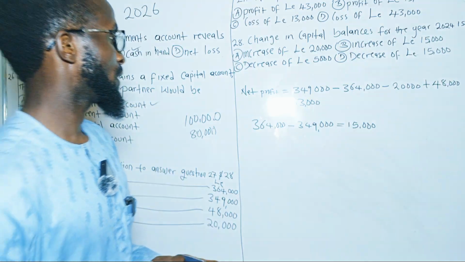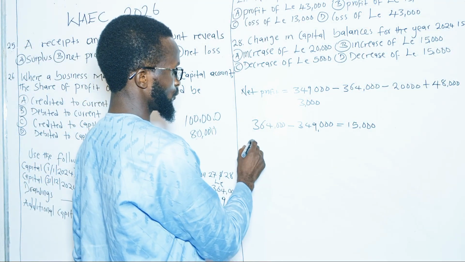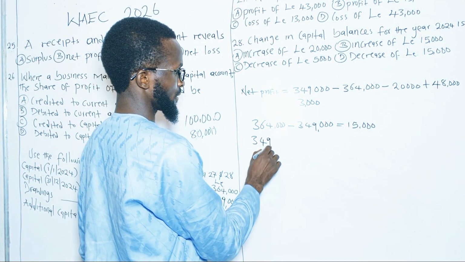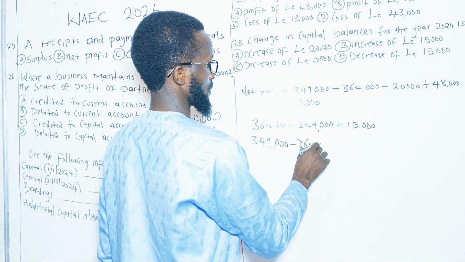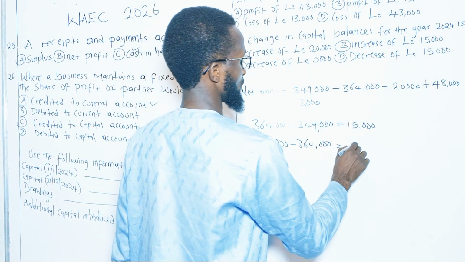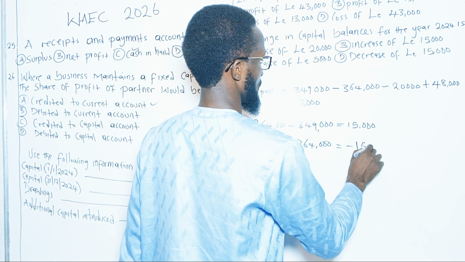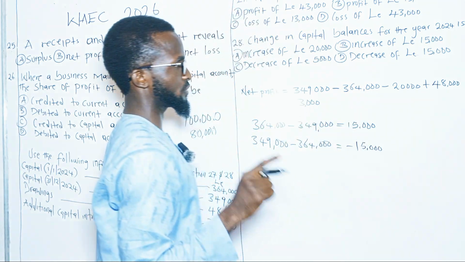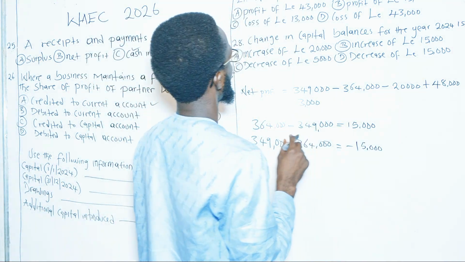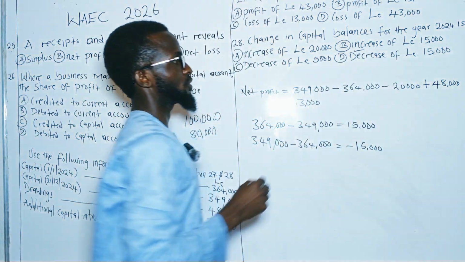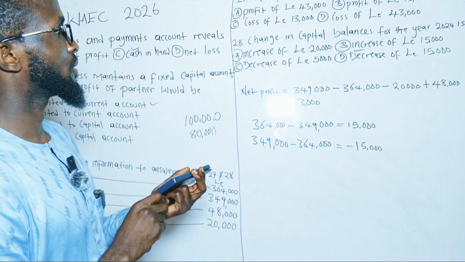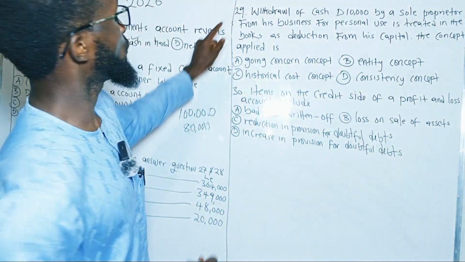It's a decrease. If you were to do it this way, let's say 349, 364, we are going to have minus 15,000. So therefore it's a decrease of 15,000 left. Therefore our answer should be D, decrease of 15,000. Okay, question 29.